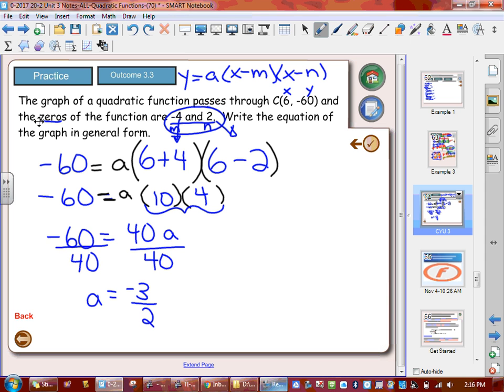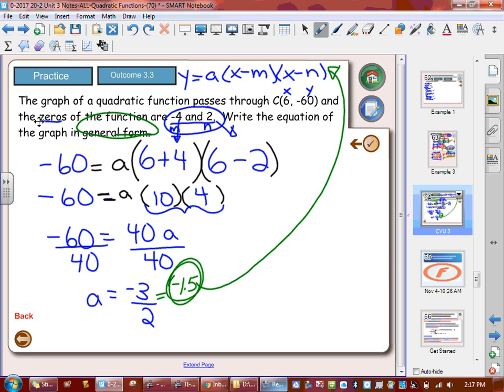But we're not done the question. It wants us in general form for my equation. So that means now that I know my a value, I go back and put it into this equation, and then I need to do my foiling to figure out my new answer. So it's going to look like this.